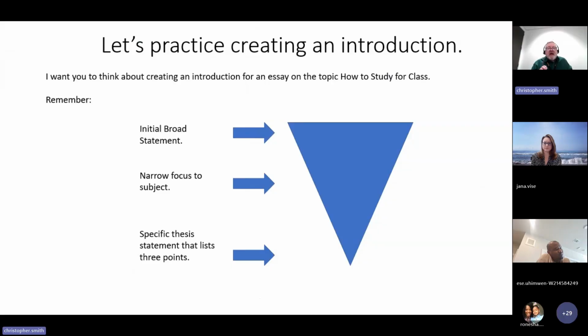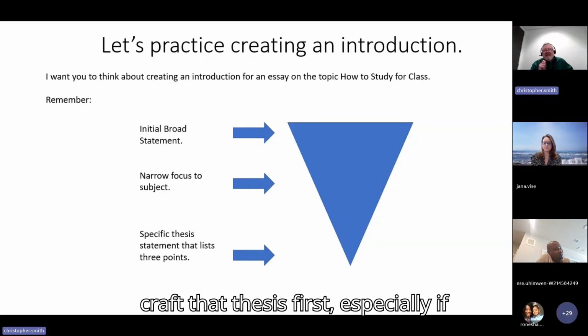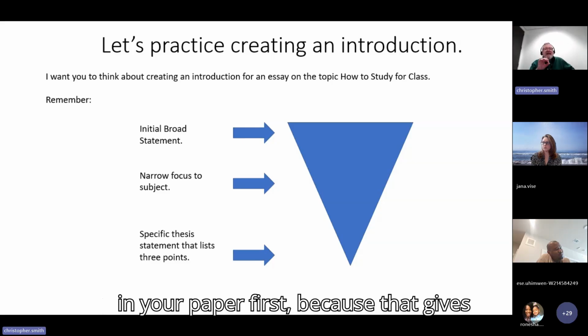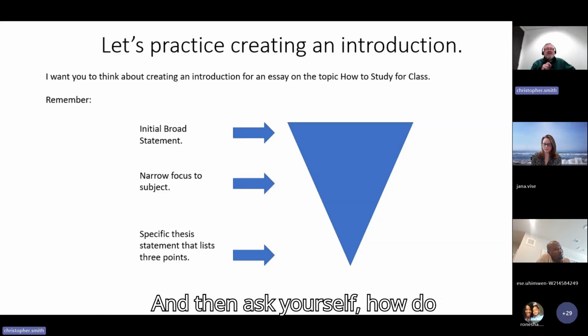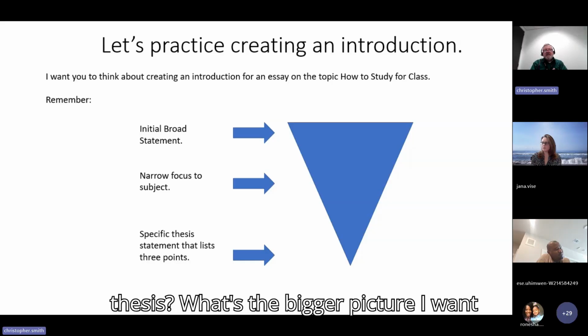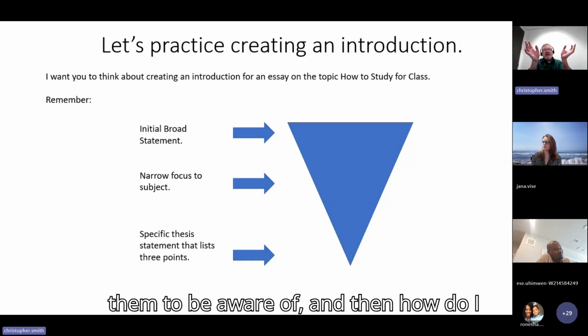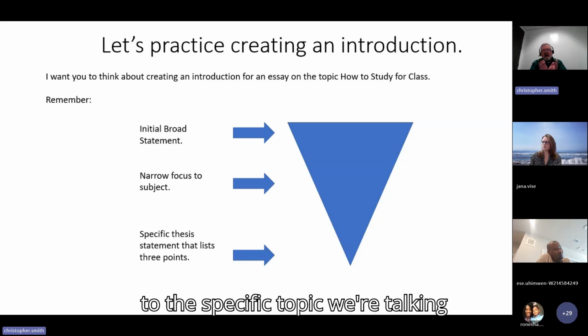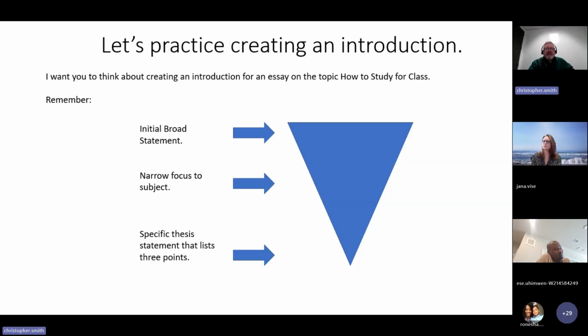But you know, this is the craft that thesis first, especially if you're not sure where you're going to go in your paper first, because that gives you a map to where you're going to go. And then ask yourself, how do I draw the reader in to that thesis? What's the bigger picture I want them to be aware of? And then how do I narrow my focus from that bigger picture to the specific topic we're talking about?